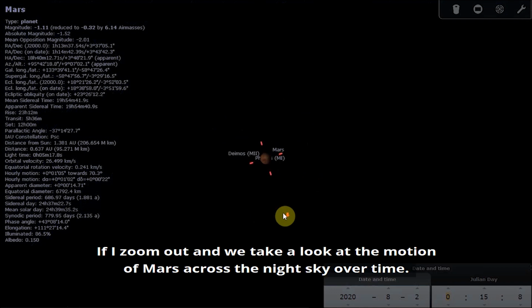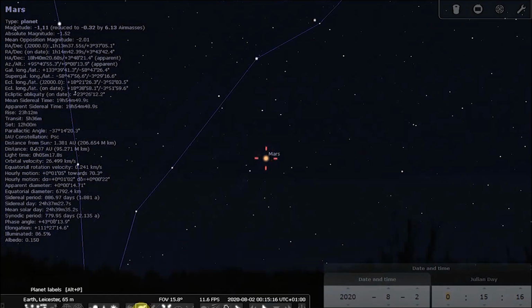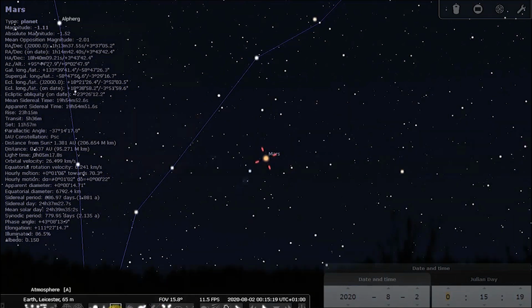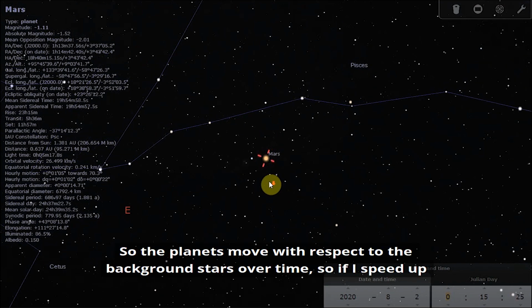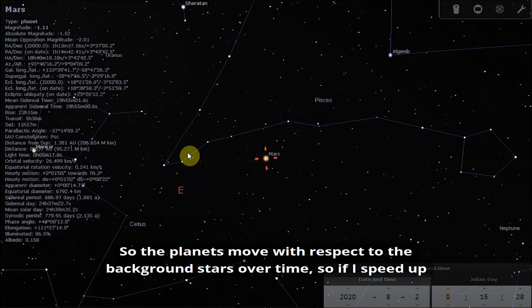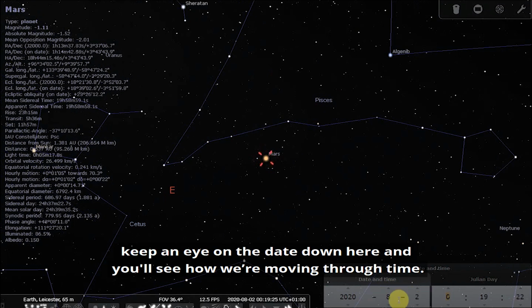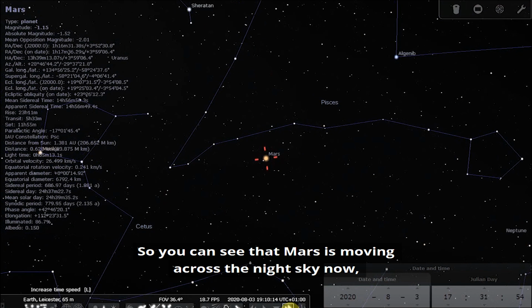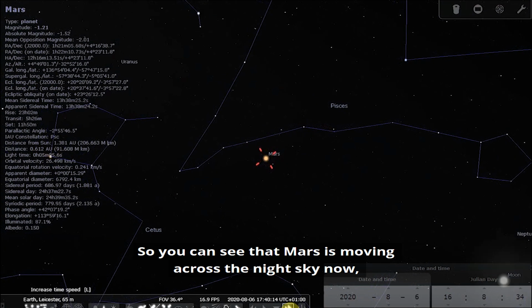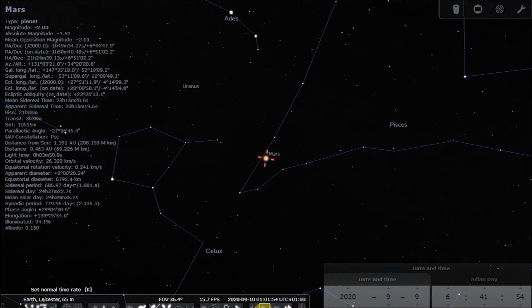If I zoom out and we take a look at the motion of Mars across the night sky over time, I'm just going to change a few settings down here so that I can illustrate that. The planets move with respect to the background stars over time. If I speed up, keep an eye on the date down here and you'll see how we're moving through time. So you can see that Mars is moving across the night sky now. And I'm going to zoom up a bit more.